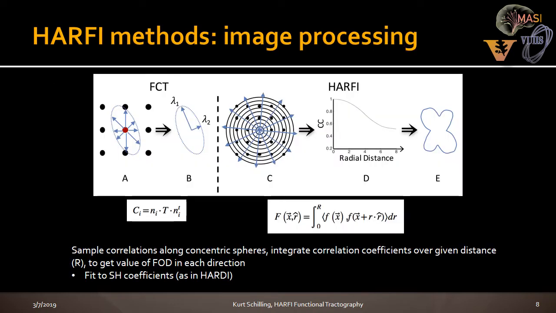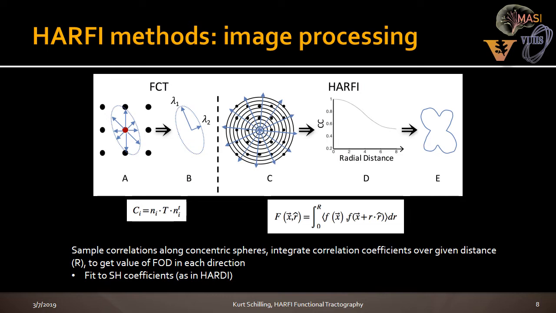In the original functional tensor implementation, the correlation tensor T is computed from the correlation coefficient of all neighborhood voxels, all 26 voxels, and T can be represented using ellipsoidal contours, much like the diffusion tensor. In the HARFI implementation, we actually sample not just the neighboring voxels, but actually concentric spheres of the neighborhood, asking what the correlation coefficient is in every direction across a radial distance. We then integrate that radial distance for every direction, resulting in our HARFI function, f.